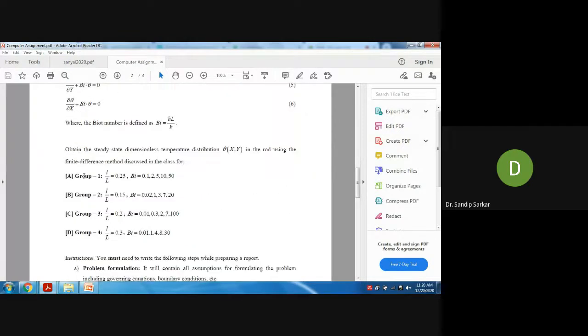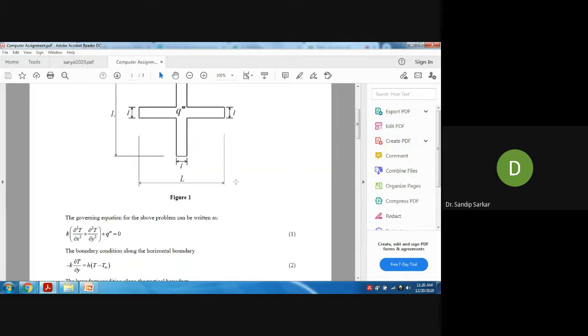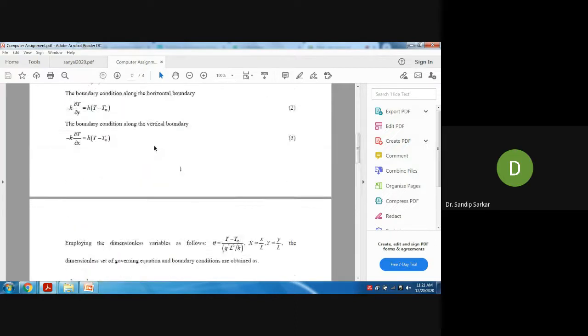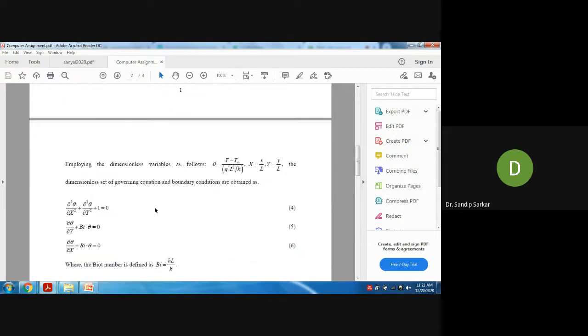I have already distributed you in 4 groups. Group number 1, you have to do this problem for small l by capital L equal to 0.25. If you make this dimensionless with respect to capital L, this length will be 1. Dividing by 1 gives small l by capital L equal to 0.25, so small l will be 0.25 and capital L will be 1. So this is the case.